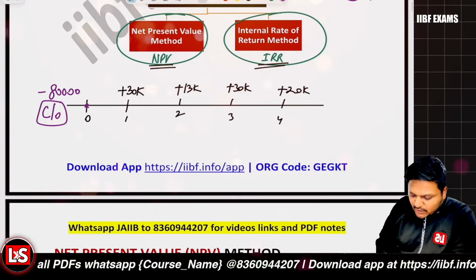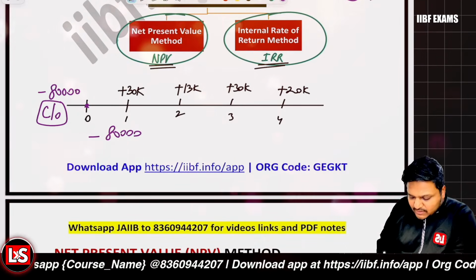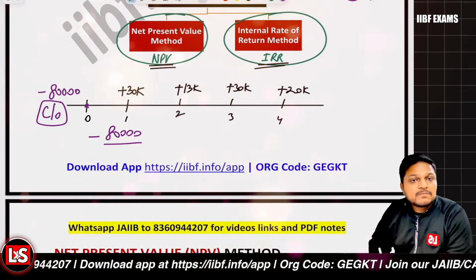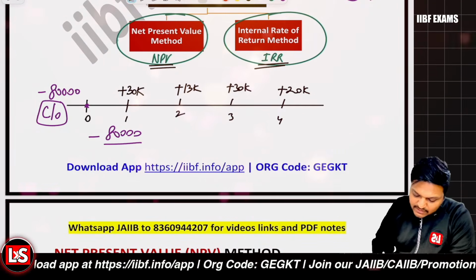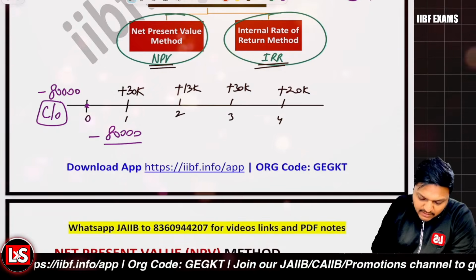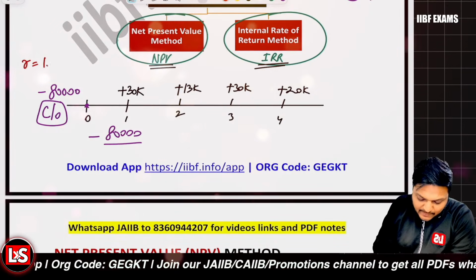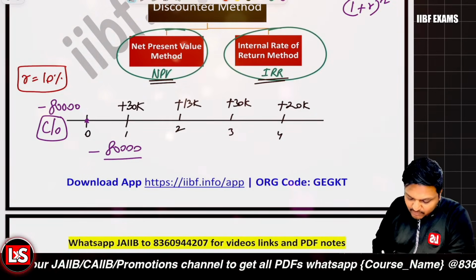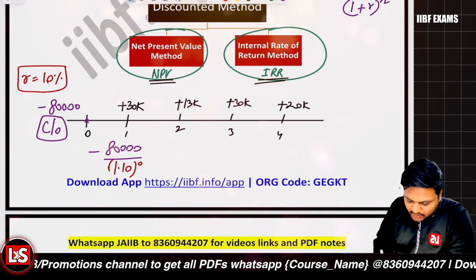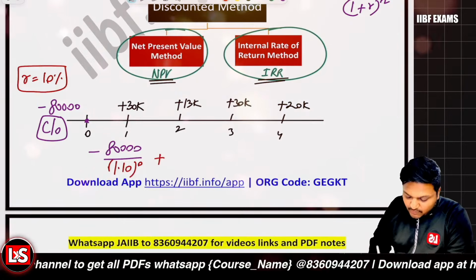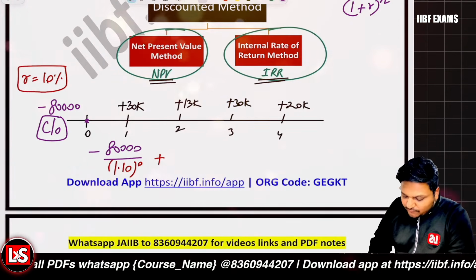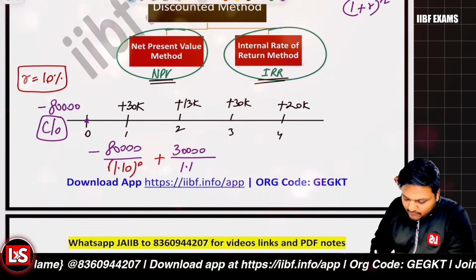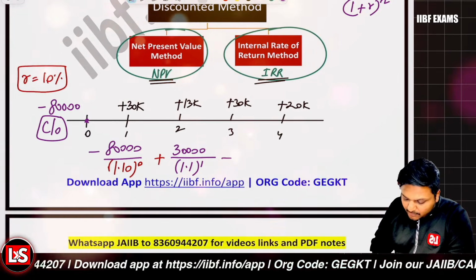The first value would be minus 80,000. This is to be discounted, so this cash flow of 80,000 will be multiplied with the discounting factor. For this case, let's consider the discounting rate, represented by small r, to be 10%. So it will be 1.10 raised to power 0 for year 0. Plus, for the first year, we get a cash inflow of 30,000 divided by 1.1 raised to power 1.